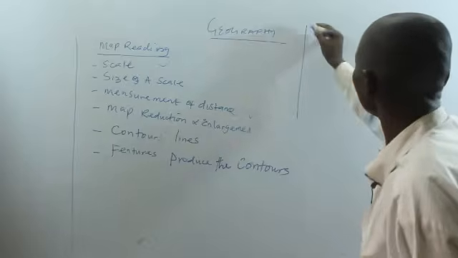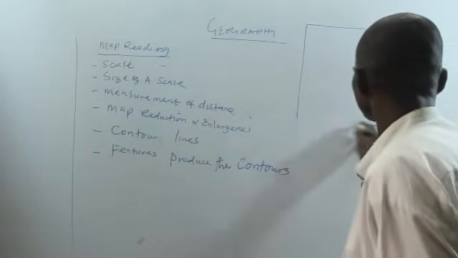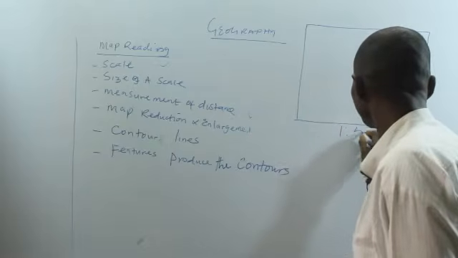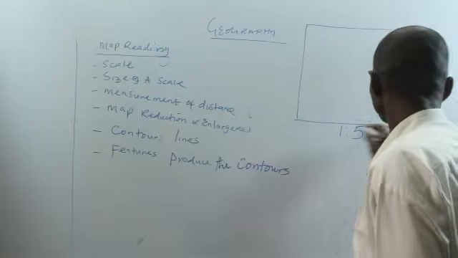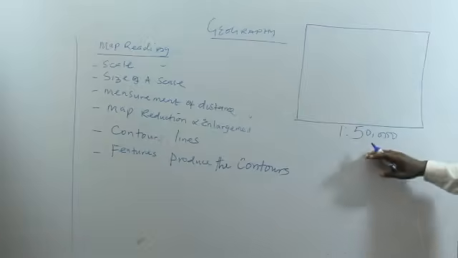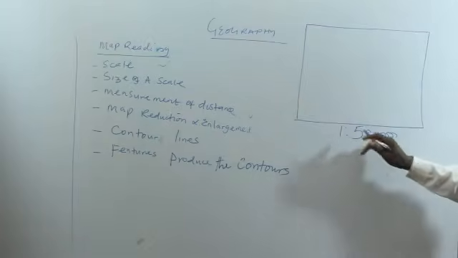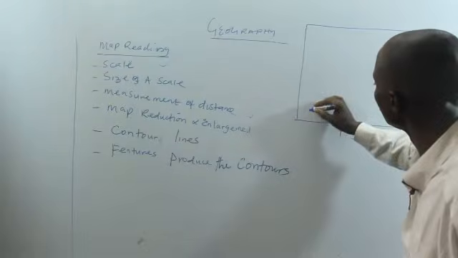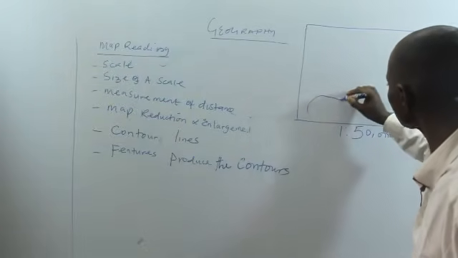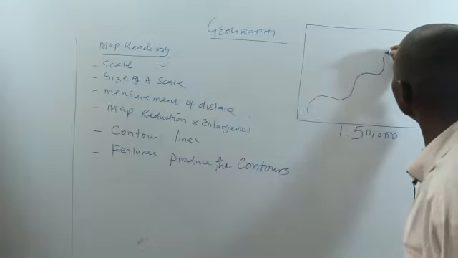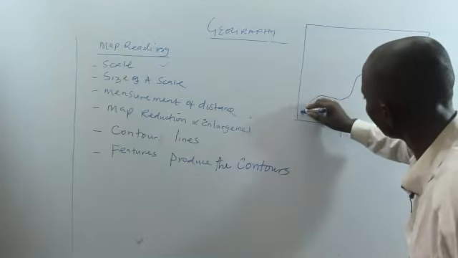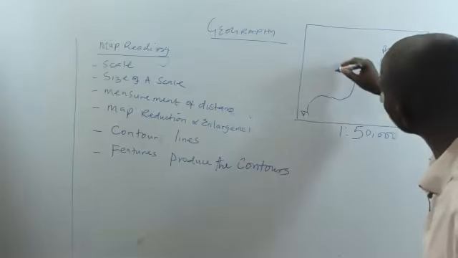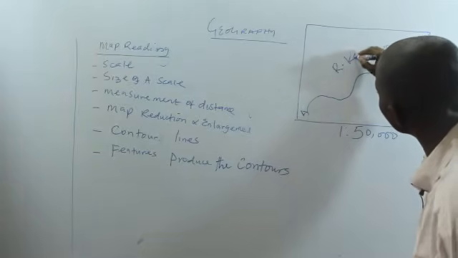This is a map, for instance. This is a map, and the scale here is 1:50,000. This is the scale. This is the representative fraction scale. You can write this one as 1/50,000. Then you have, this is a river. This is B. This is A. From point A to point B. Let's say this is River Kaduna.